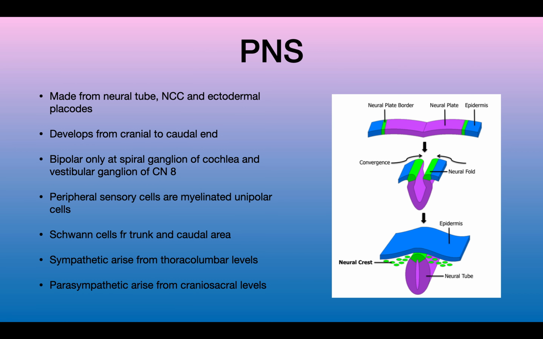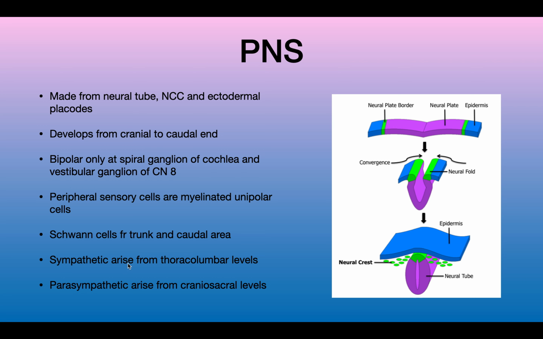Okay, so the peripheral nervous system is made from the neural tube, neural crest cells, and ectodermal placodes, and it forms from head to foot. It's bipolar only at the spiral ganglion of the cochlear nerve and the vestibular ganglion of cranial nerve 8. The rest are going to be myelinated unipolar cells. And Schwann cells are going to come from the trunk and caudal area.